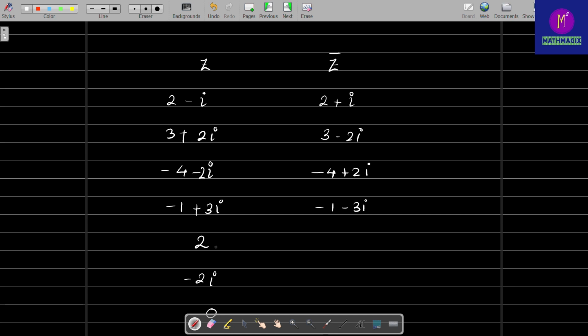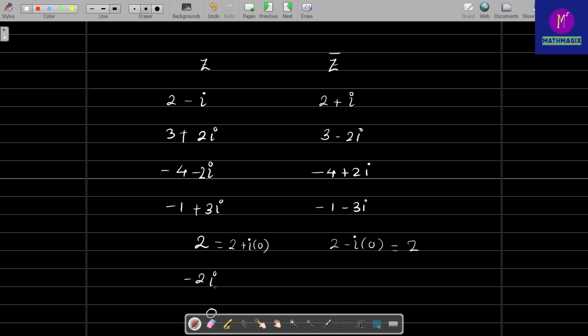Now what is the conjugate of 2? As there is no imaginary part, 2 is a real number, but any real number we can always represent in the form of a complex number. We can write 2 as 2 plus i times 0. Now what is the conjugate of 2 plus i times 0? It will be 2 minus i times 0. So the final answer is 2. For the real number 2, the conjugate of it is nothing but 2. So for a real number, the conjugate of the number is the same as the original number.